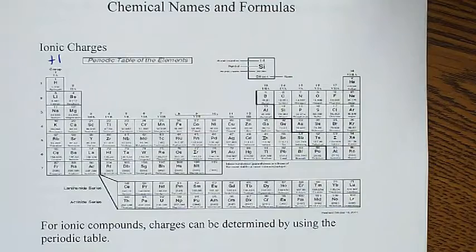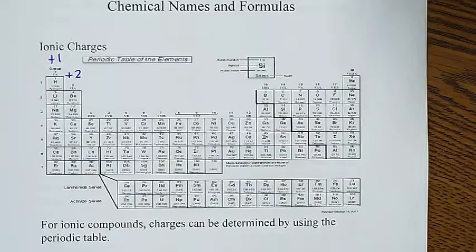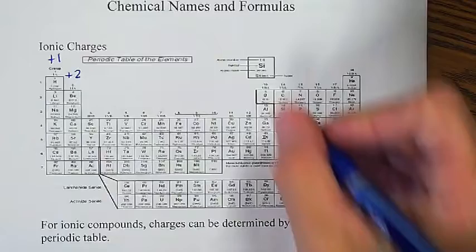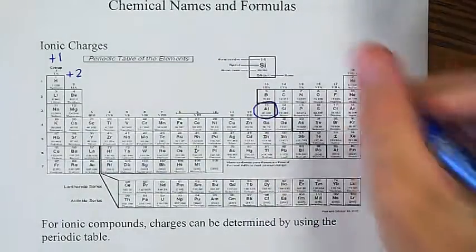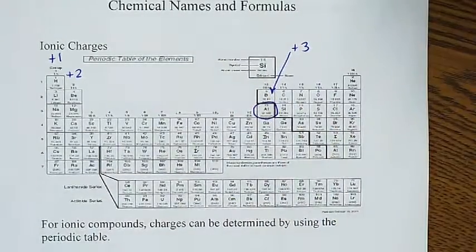Column 2, they have 2 valence electrons. Everything in column 2, they're going to lose them. When they combine with another element, they'll be plus 2. Then it's a little bit inaccurate to say column 3 is plus 3. Really and truly, the metal part of that, we can say aluminum there is plus 3.